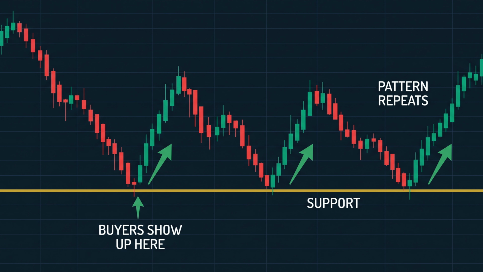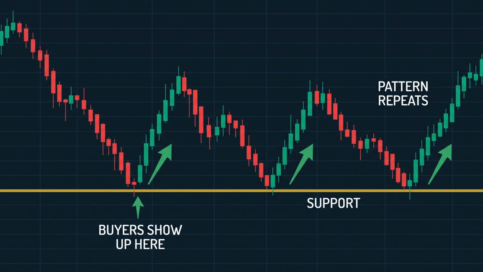It's a floor. Price comes down, hits support, and bounces back up. Why does this happen? Because at that level, there are buyers. Buyers who remember the price was there before. Buyers who think it's a good deal. Buyers who missed the previous move and want to buy the dip. So when price falls back to that level, these buyers show up.